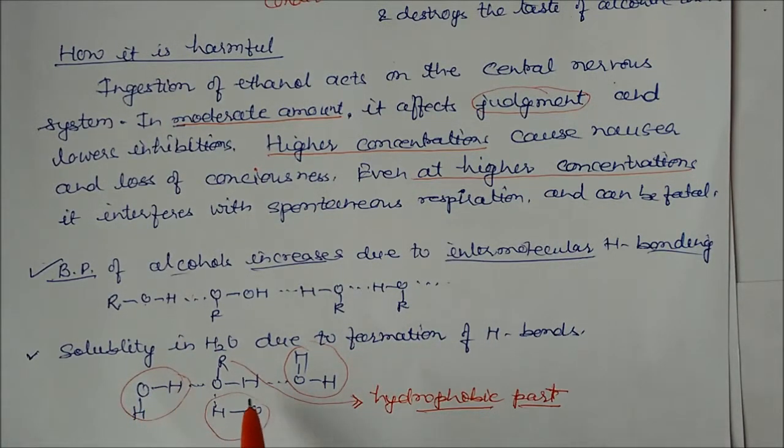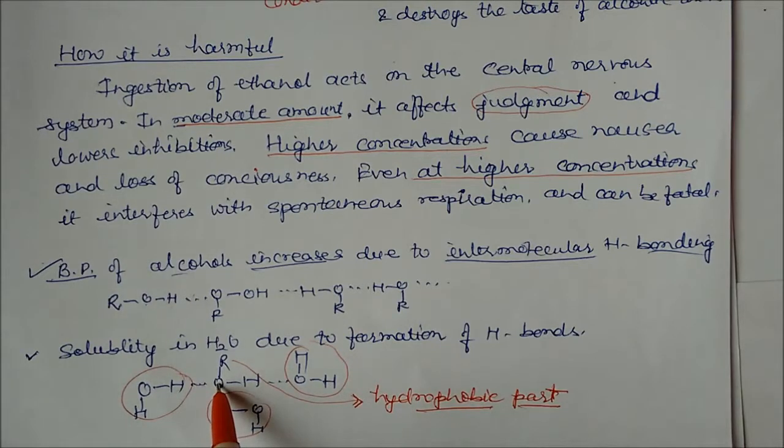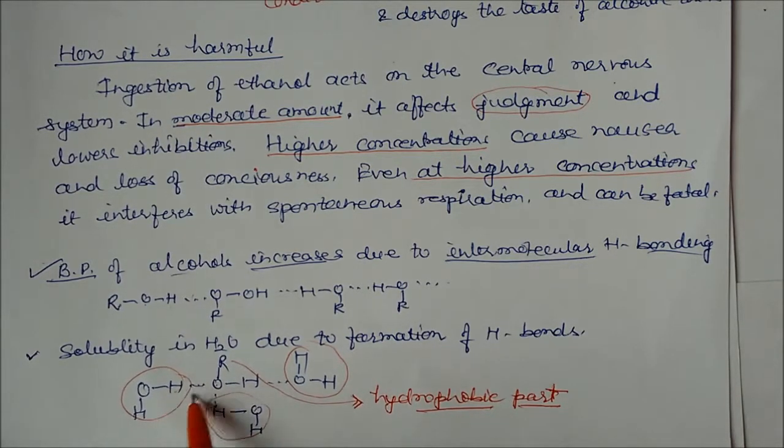Again, alcohol is also slightly soluble in water. Why? Due to the formation of hydrogen bonds. You can see here this is water, this is alcohol. So this dotted bond between the oxygen of this alcohol and the hydrogen of water is again forming hydrogen bonding.